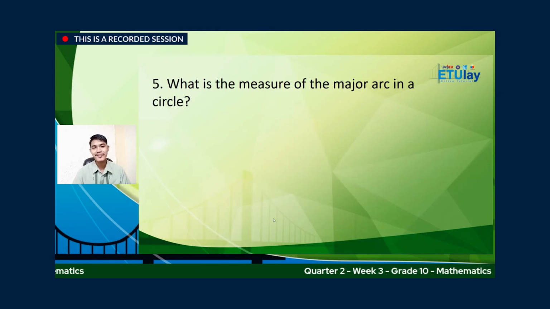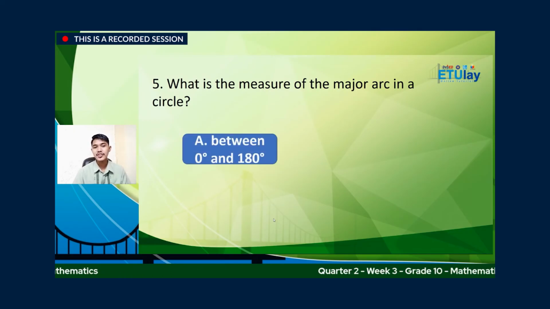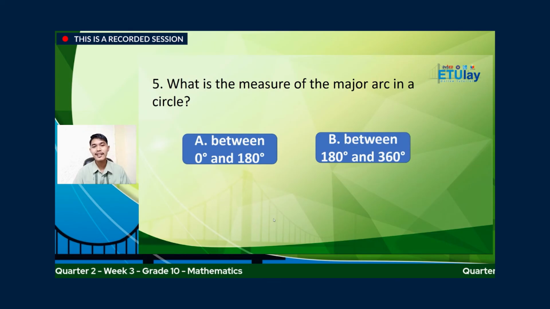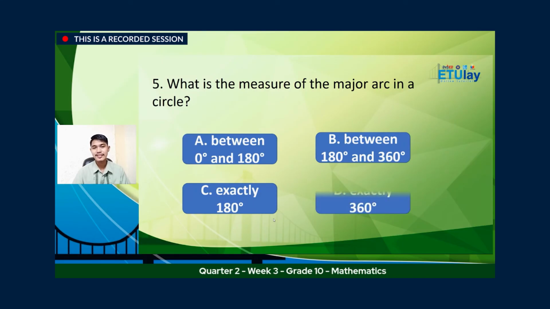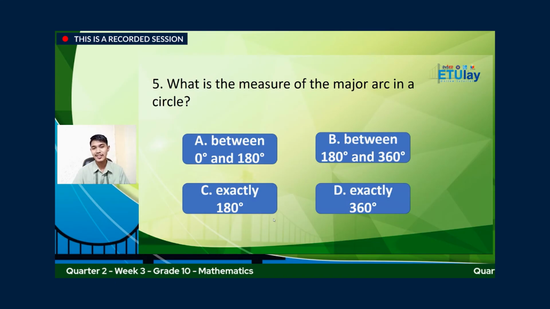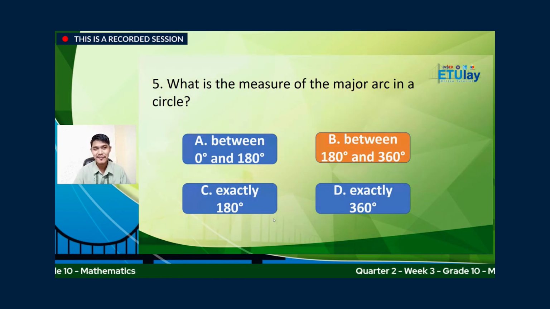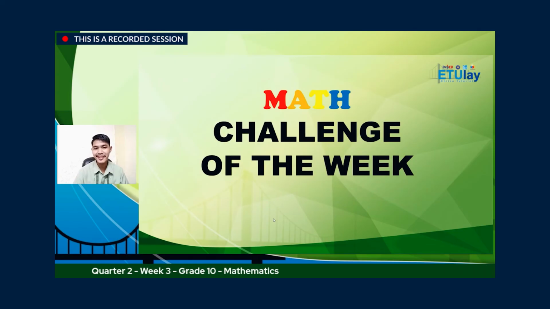How about number 5? The last quick check question. What is the measure of the major arc in a circle? Is it letter A, between 0 degrees and 180 degrees? Letter B, between 180 degrees and 360 degrees? Letter C, exactly 180 degrees? Or letter D, exactly 360 degrees? Alin kaya dyan ang measure ng major arc? Mathletes, the correct answer is letter B, between 180 degrees and 360 degrees. So nakuha po ba yung lahat ng quick check questions natin? Alam kong nakuha nyo because once again, you are matibay.